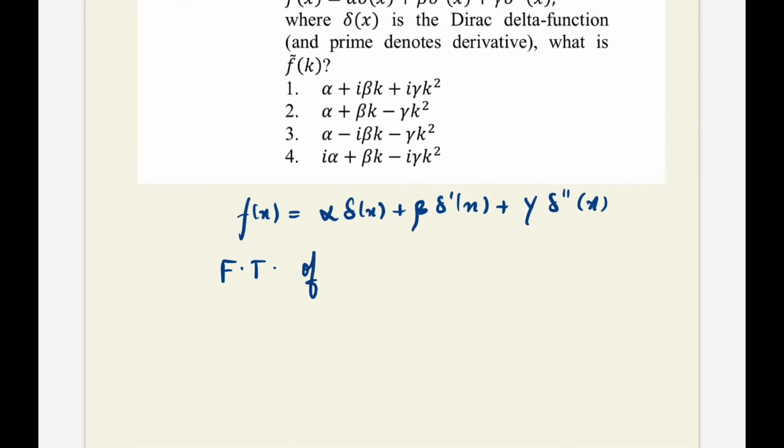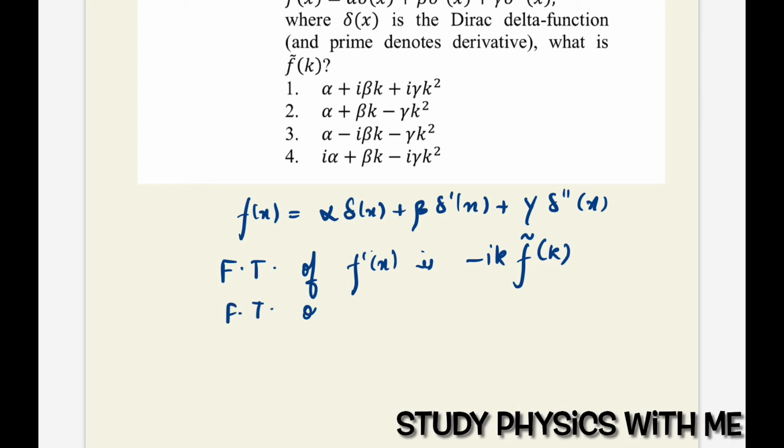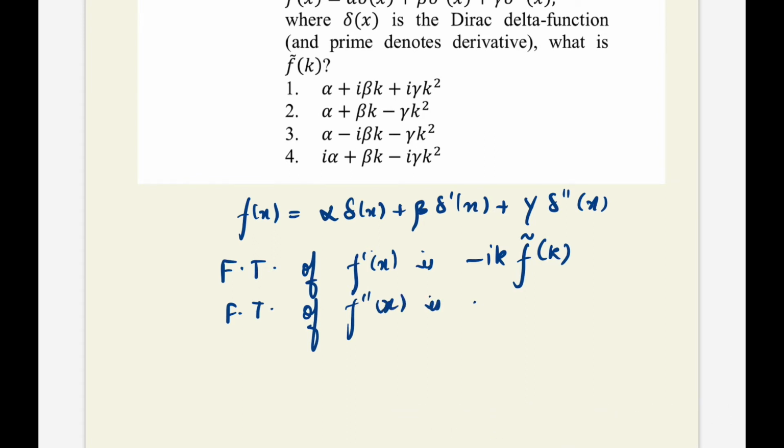Then the Fourier transform of f prime(x) is minus ik f tilde(k). Okay, the Fourier transform of f double prime(x) is (minus ik) squared f tilde(k), which equals minus k squared f tilde(k).